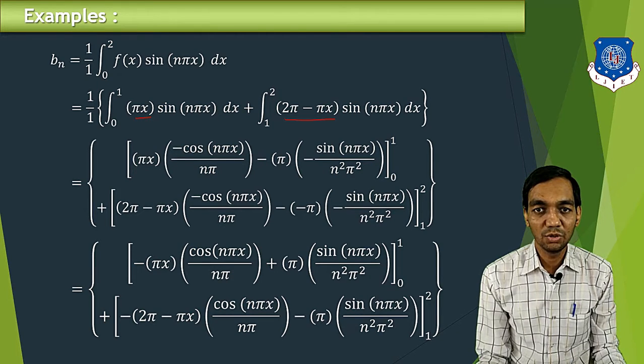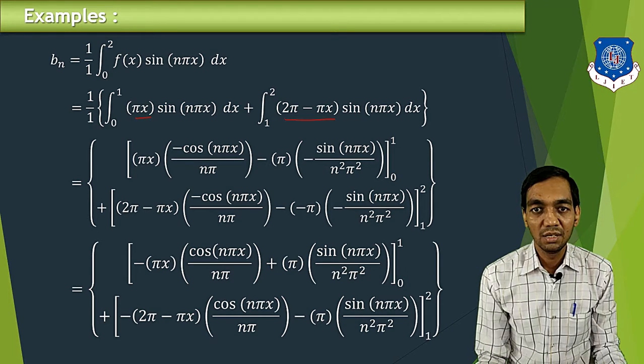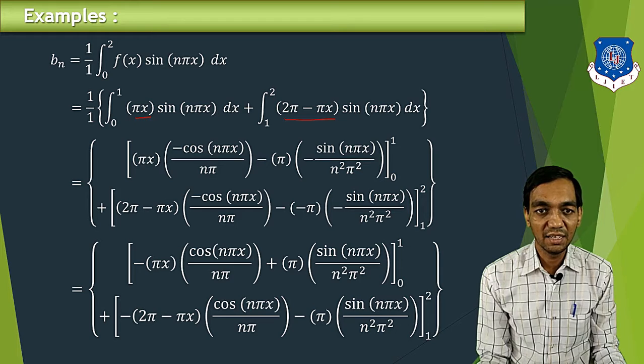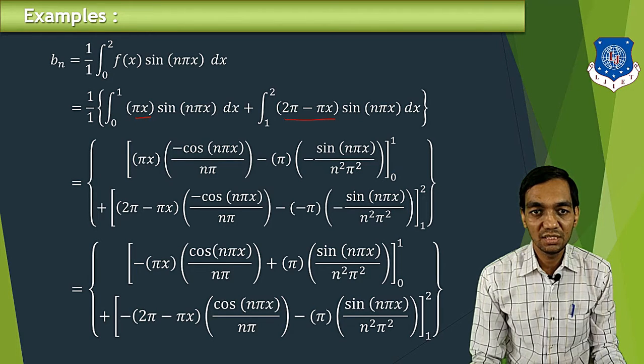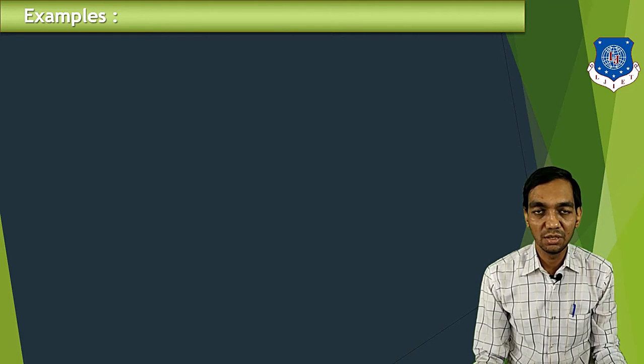Now first, if you put 1, then here you have minus π into cos nπ, and here you have sin nπ, but sin nπ has a value 0. In the same manner, if you put 0, then this term is 0 and sin 0 is 0. And in the second term, if you put 2, then this term is 0, cos 2nπ has a value 1, sin 2nπ has a value 0. Minus, if you put the lower limit, then you will have cos nπ, that will be (−1)^n, and sin nπ will be 0.